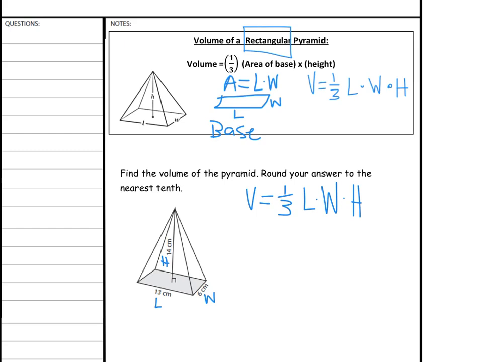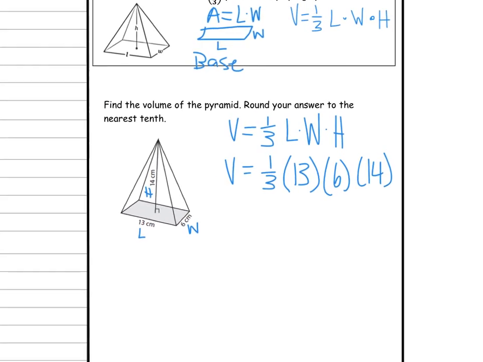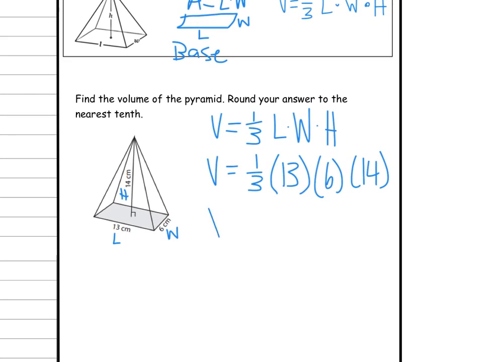So now I just need to put each number in where it goes. So volume equals 1/3, and then I'll use parentheses. The length was 13, the width was 6, and the height was 14. Now I can use my calculator. I'm going to use my calculator to do the length times width times height first. So it'll still say 1/3, but then 13 times 6 times 14 is 1092.